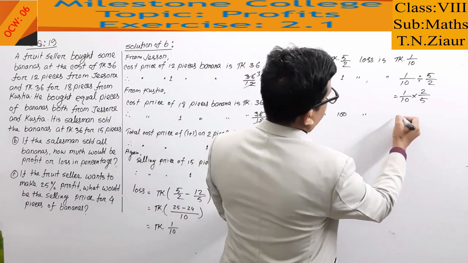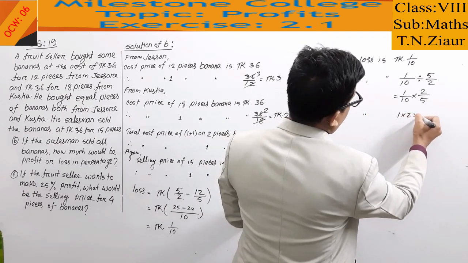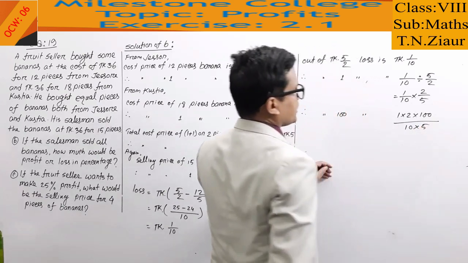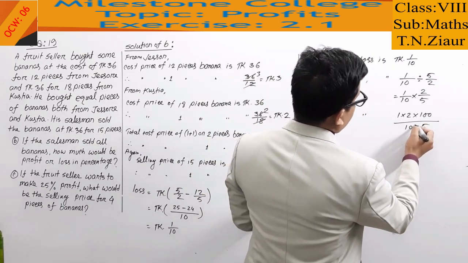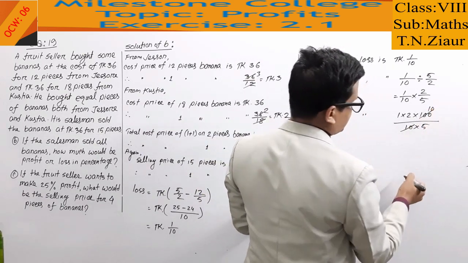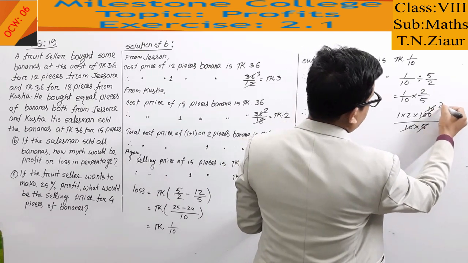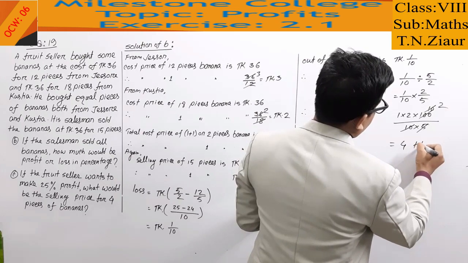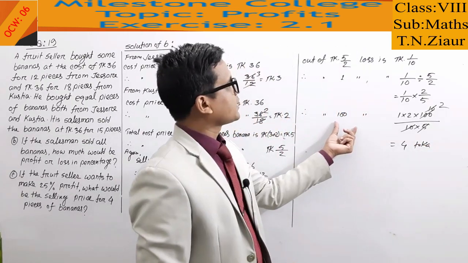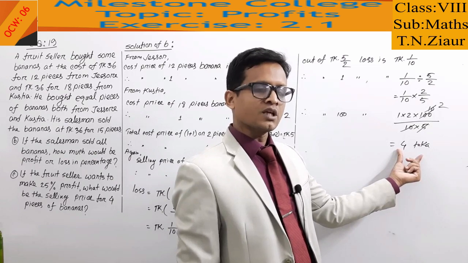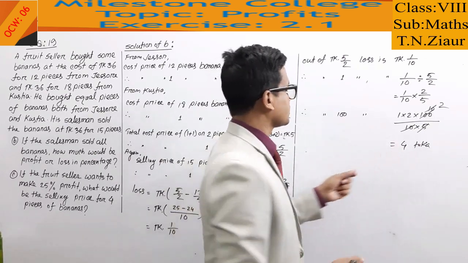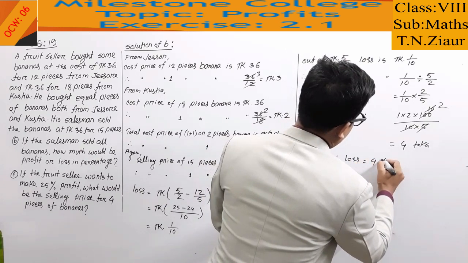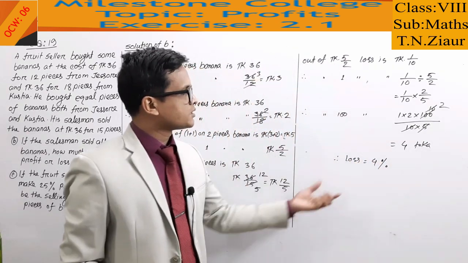That means just right here 1 into 2 into 100 divided by 10 into 5. Okay, so just 10 10er 100. Okay, 5 2 are 10, 2 2 are 4. So this one is the 4 taka, right? So out of 100 taka, 4 taka is loss. So obviously we can write loss is equal to 4%. Okay, this is the answer.